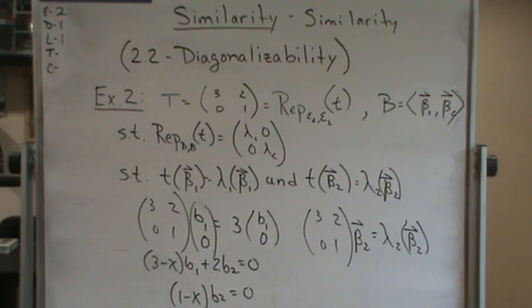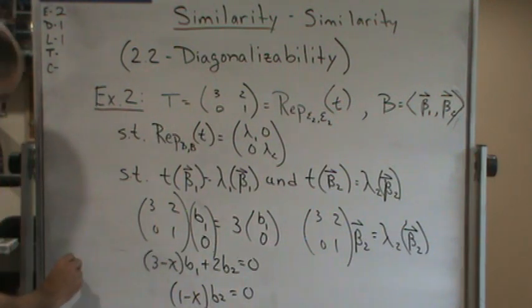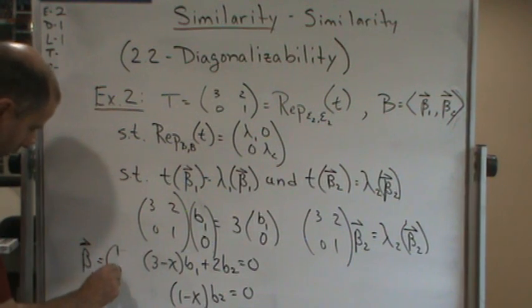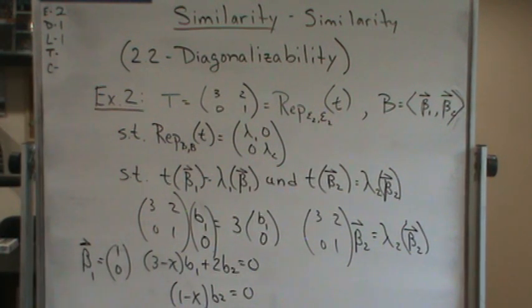And to get a first basis vector, choose any non-zero b1. For example, we could have beta 1 equal to 1, 0.